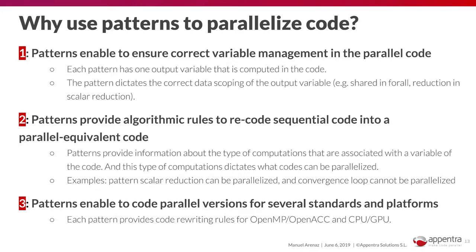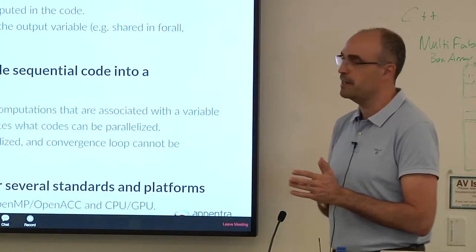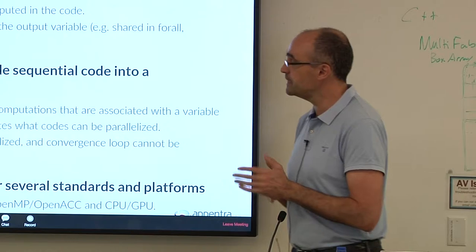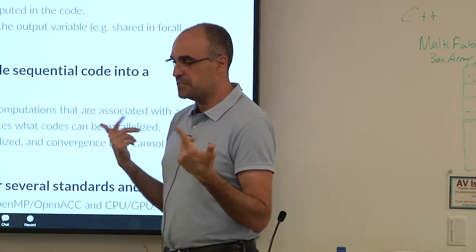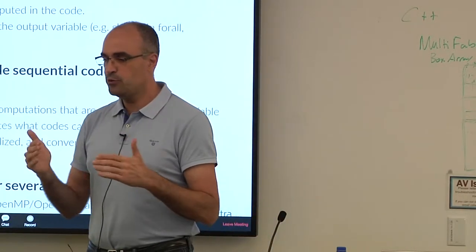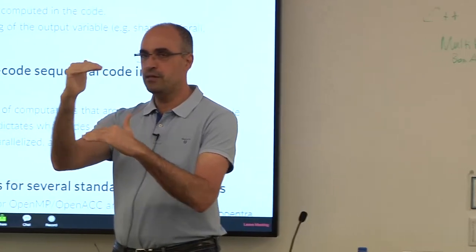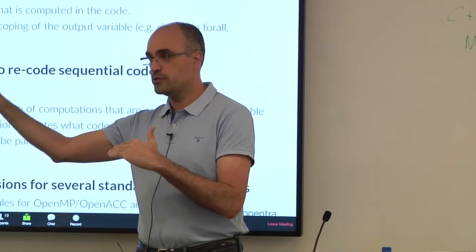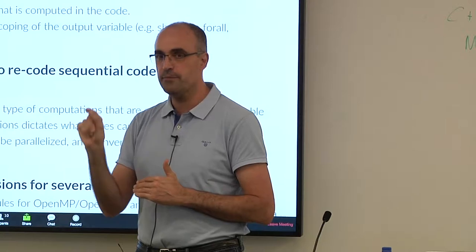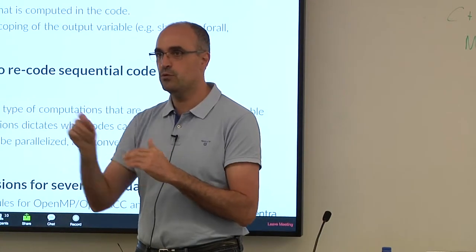So if we are able to take our code, our loops, our hotspots, and characterize the loops in terms of these patterns, what do we gain? What are the benefits that we obtain? Okay, patterns enable us to ensure correct variable management in the parallel code. What this means is that when you add OpenMP or OpenACC capabilities, you create the parallel region, you make the work sharing, but you have additional clauses where you have to specify for all the variables in the code, what do you have to do with them?